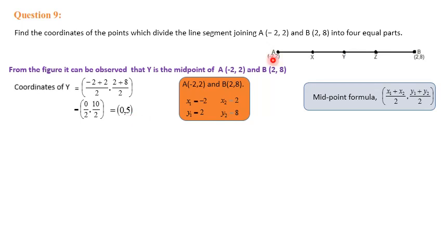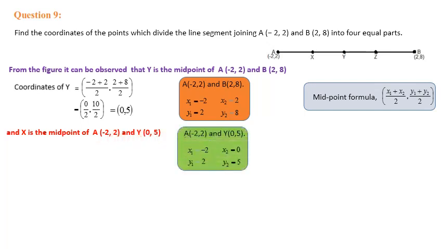Next we consider A and Y. Once you consider A and Y, X is the midpoint. That is what we are going to calculate. X is the midpoint of A(-2, 2) and Y(0, 5). Again by using the midpoint formula, we calculate the coordinates of X. Here A(-2, 2) is one endpoint and Y, which we have got as (0, 5), is the other endpoint.